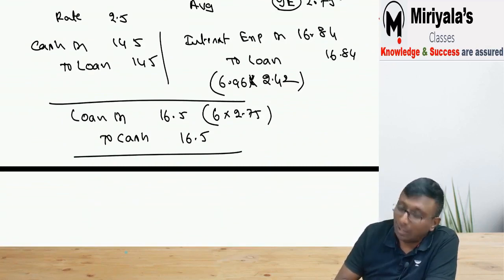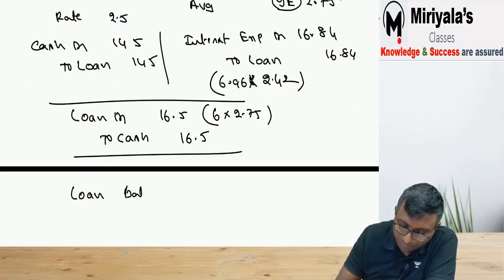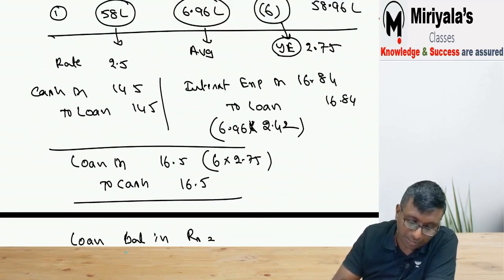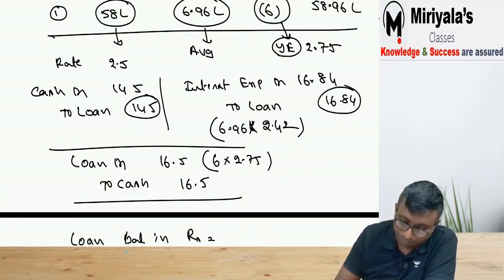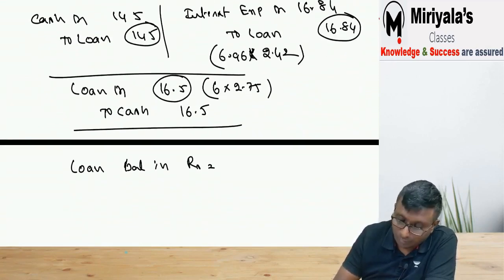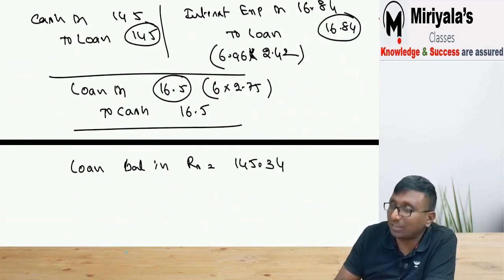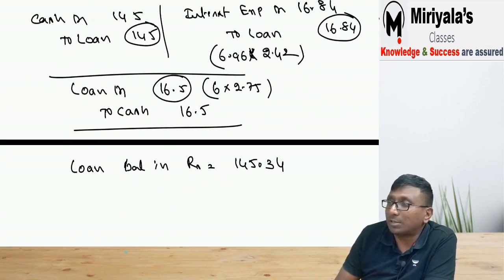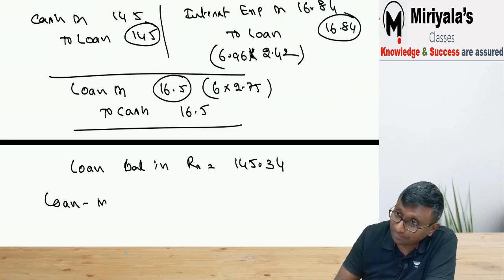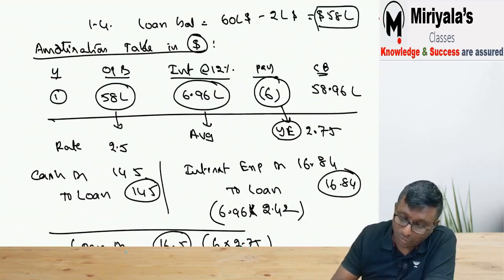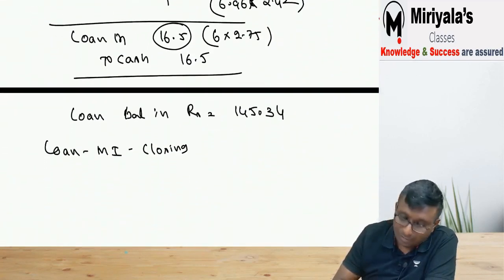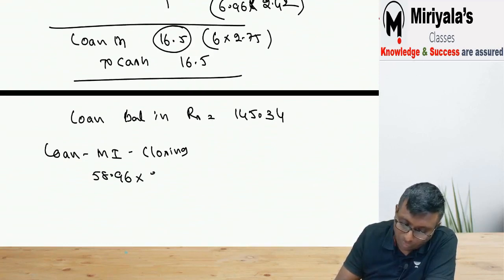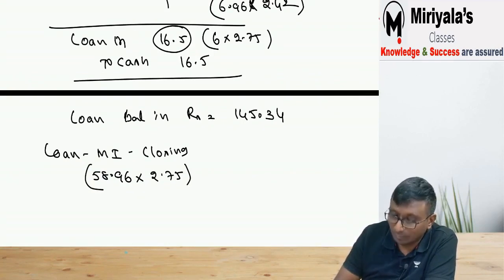Now listen. What is the loan account as per you? Loan balance in rupees: use the calculator. 145 plus 16.84 minus 16.5 is 145.34 in rupees. But actually the loan is a monetary item in foreign currency, so you are supposed to use the closing rate. What is your closing balance of loan in dollars? 58.96 into 2.75. This is what the balance is supposed to be.